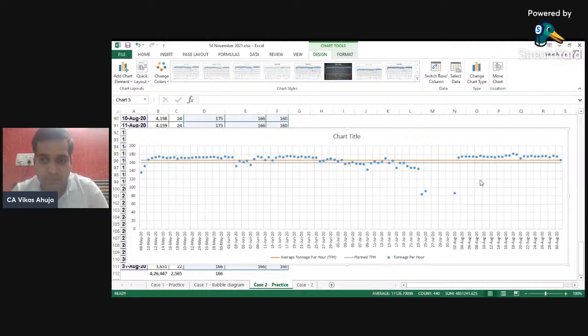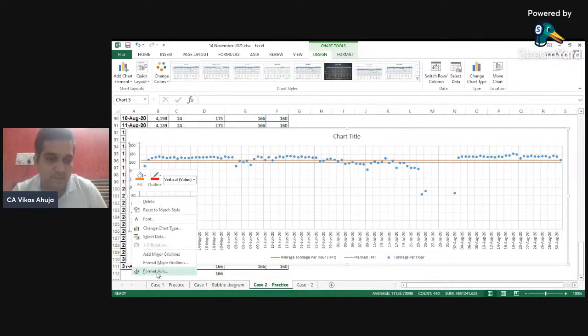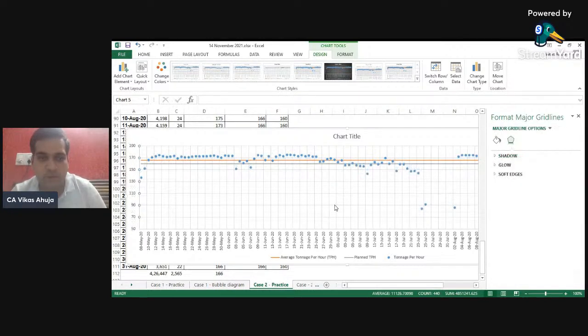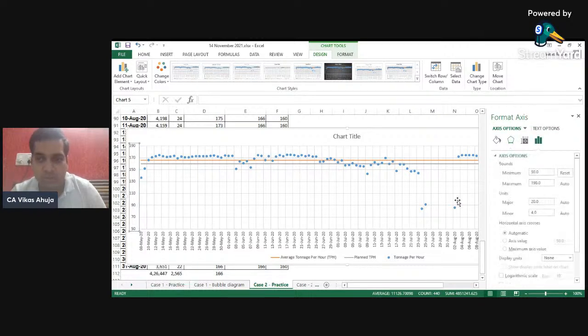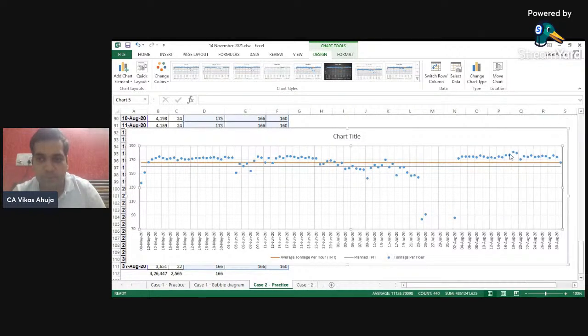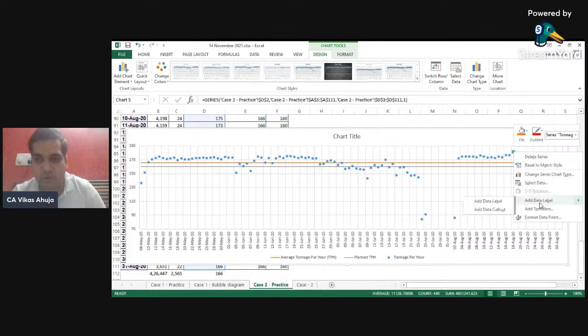So the same thing came up. Then we adjusted the axis. Just keep useful information in your graph. No point having things which do not make sense at all. Starting after 70, so let's keep it from 70. And then we checked this one. This is the highest point.